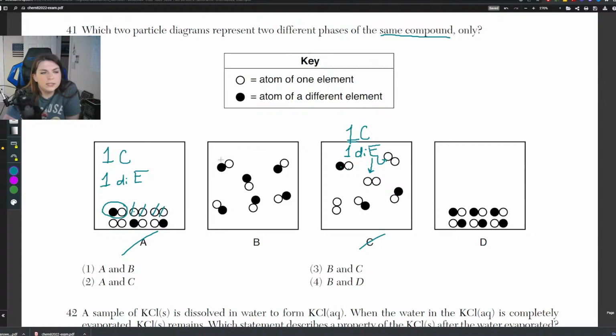Choice B is the black-white bonded, and D is the black-white bonded. Those are the same compound. This choice B happens to be a gas, and choice D happens to be a solid. So they are two different phases of the same thing.